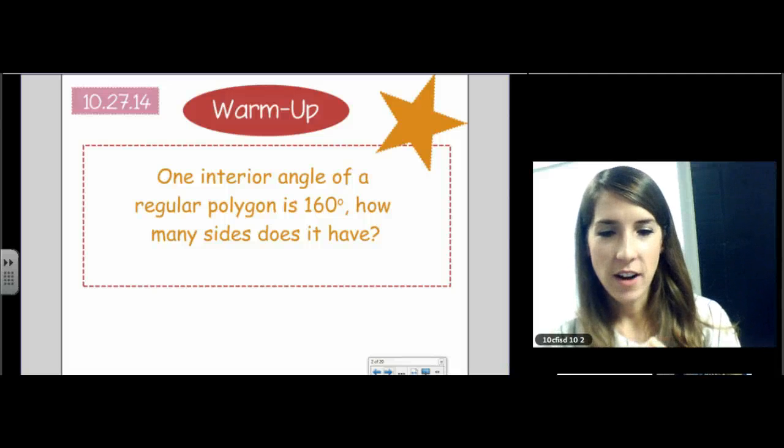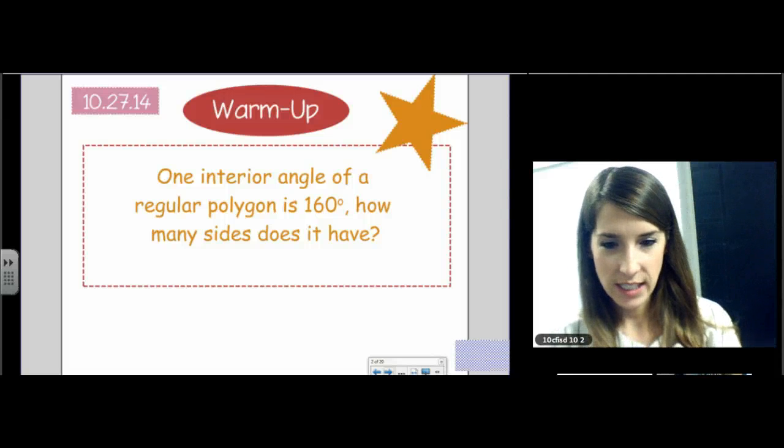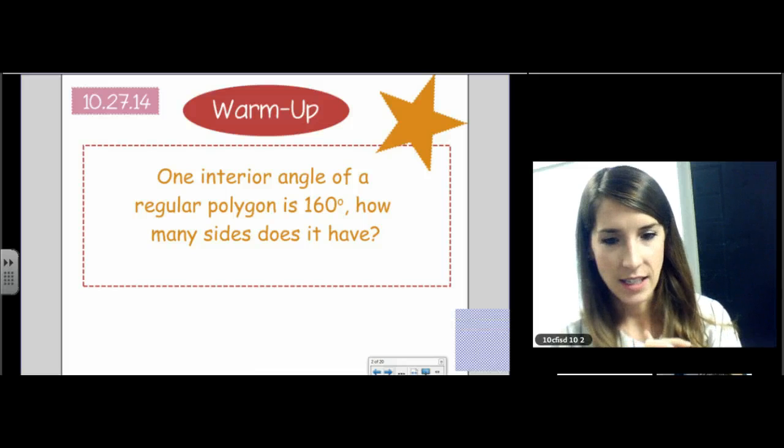All right, one interior angle of a regular polygon is 160 degrees. How many sides does it have?